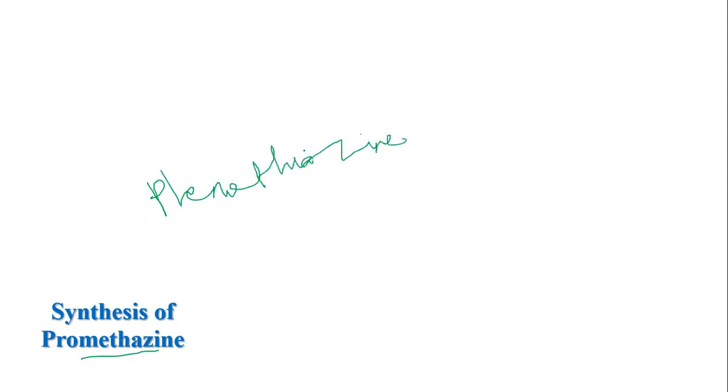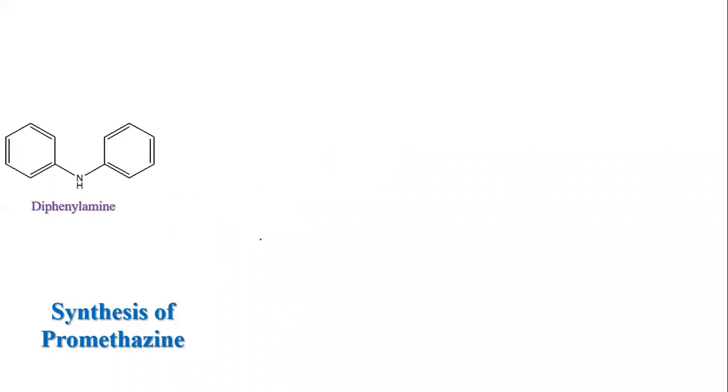So as the name is self-explaining, a phenyl ring must be there, thia means sulfur must be there, and aza means nitrogen must be there. So first, what will be our target? First, we have to synthesize the heterocycle, that is phenothiazine. That can be synthesized from diphenylamine. The main precursor, or the main starting material, is diphenylamine. Now we have two benzene rings along with aza, meaning nitrogen.